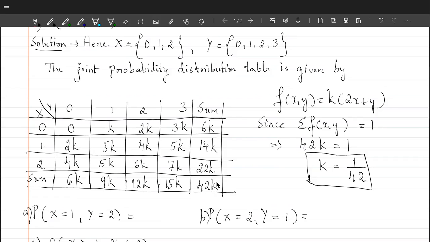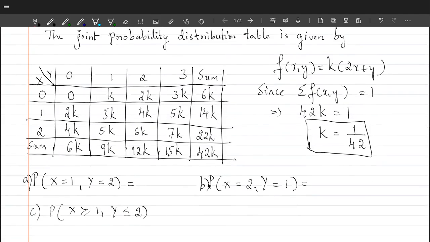Now total sum or total probability, which is equal to summation of f of x comma y in this case, should be equal to 1. So from that fact, we can equate 42k to 1, which will give you the value of k. K is equal to 1 by 42. Now you can put this value of k, which is 1 by 42, in this table over here and write the table once again. Not necessary, you can stop here.